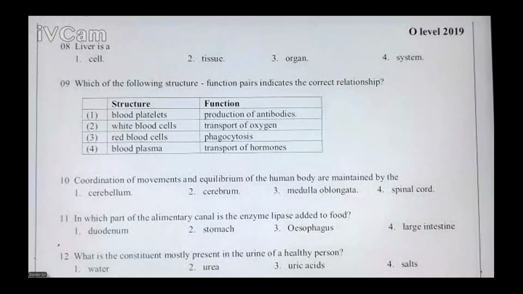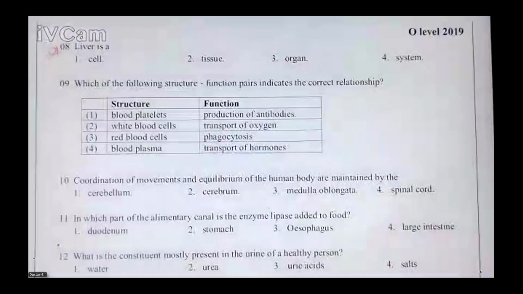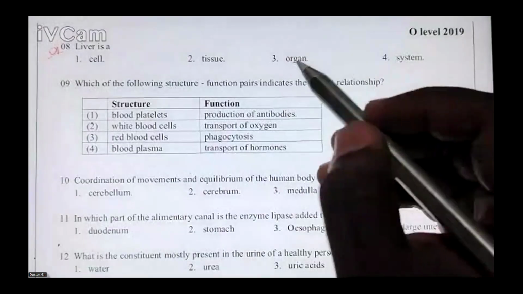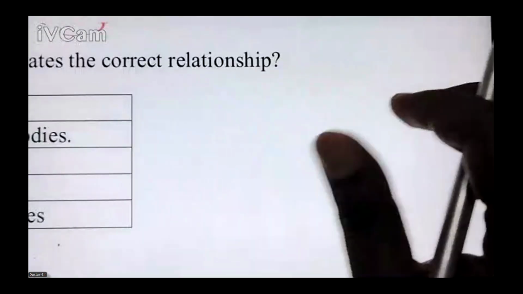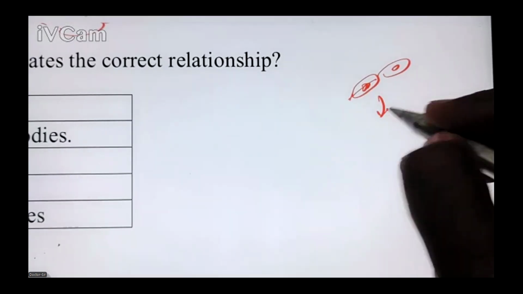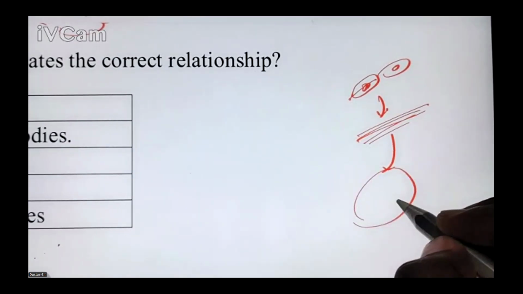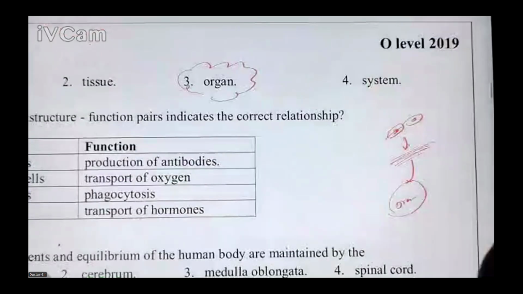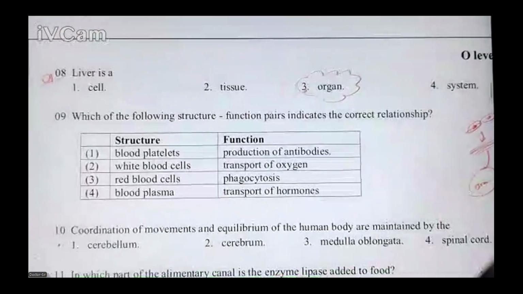2019, what is the real number? Question number 1, 2019 question number 1. Liver is an organ, not a cell. So what is the organization level? The cells form the tissues. Then tissues form the organs. Then organs form the system. So the systems make up the human. So liver is one organ.